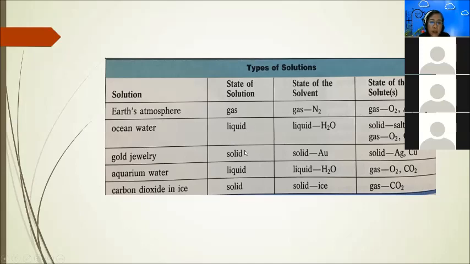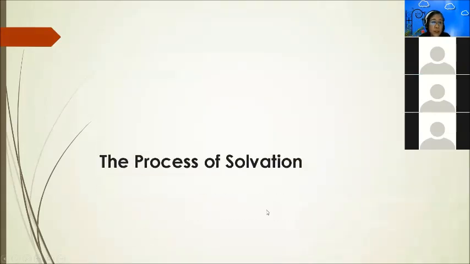Then we have solid solutions. Like I have given you an example earlier, gold jewelry and other alloys. And then here we have another example of a liquid solution and a solid solution. We have carbon dioxide in ice. So the solvent here is the solid ice and the solute is the gaseous carbon dioxide. All right. So these are just simple examples of what we're talking about.